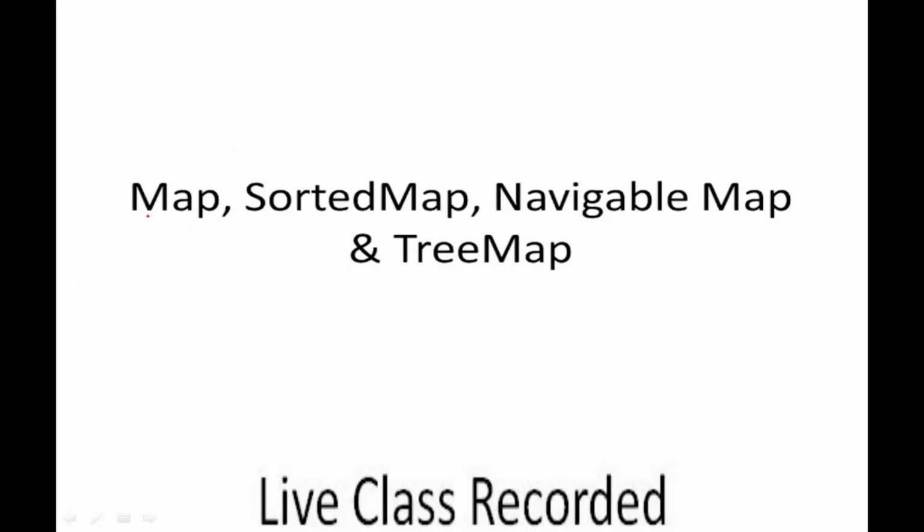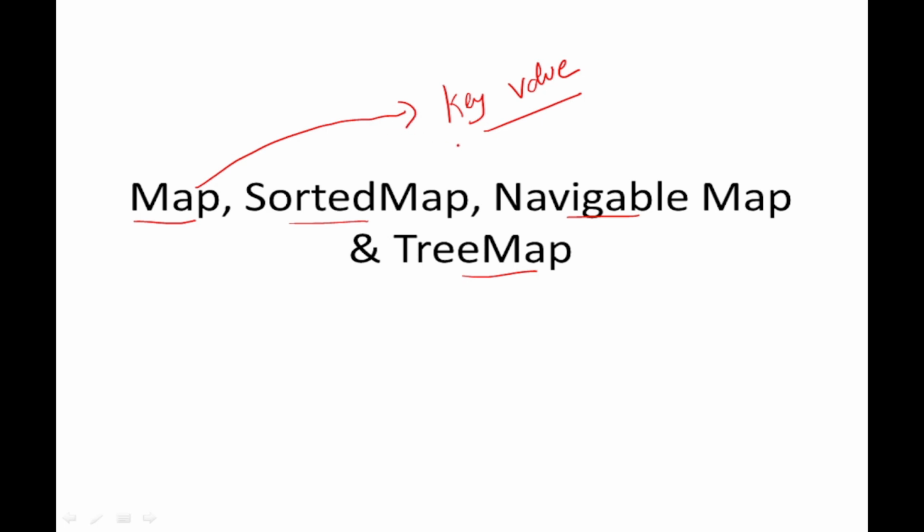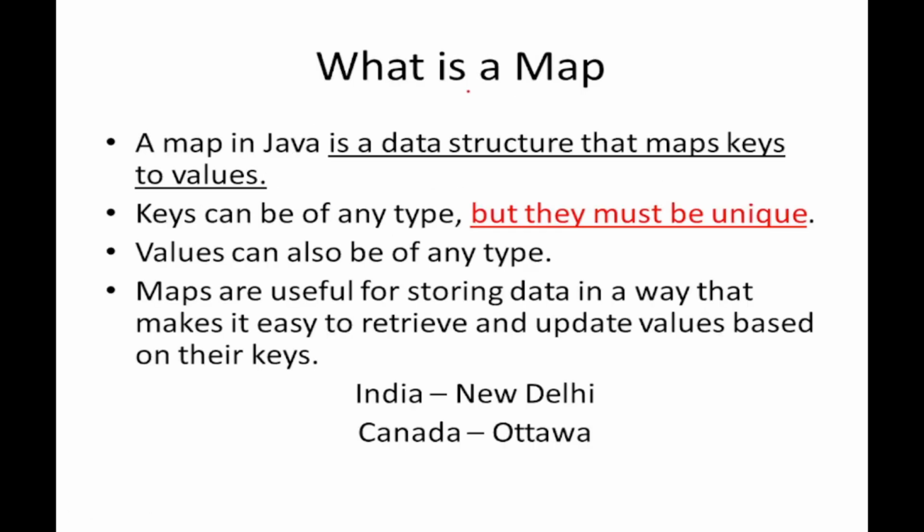So what we are going to take a look at is Map, SortedMap, NavigableMap and TreeMap. I told you, you might have learned dictionaries in Python. What is the use of a dictionary? You will store some key and value pairs. So maps will be used in Java for storing keys and values together. That is the concept. So we'll start off with the definition for a map.